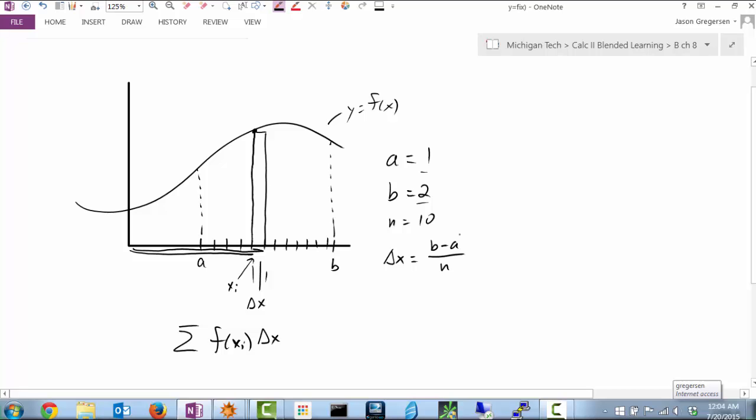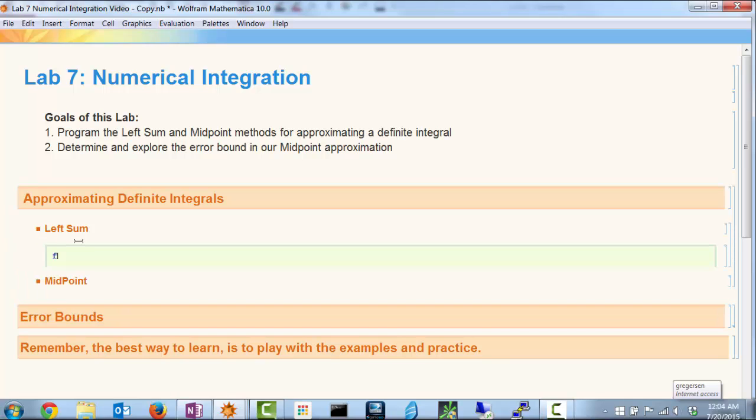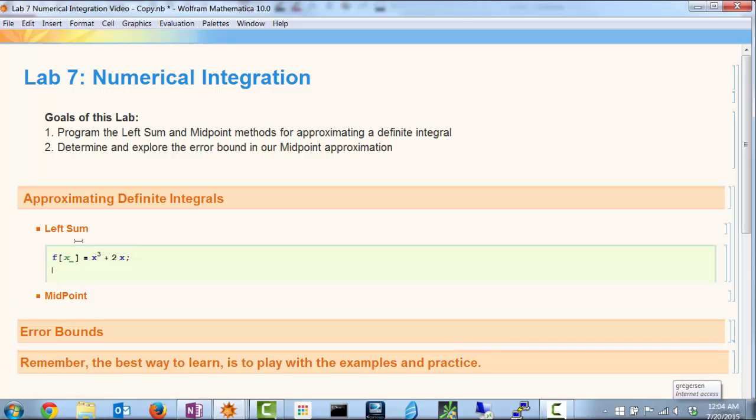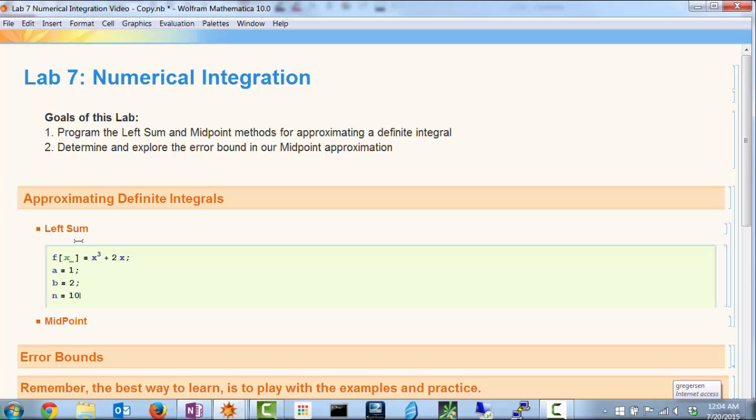Okay, let's start to do a little bit of programming now. So I'm going to go back into Mathematica, and I'm saying, okay, I am trying to find the area under some function from A to B using n intervals. So I'm going to know what my function is. We will use an example, the function x cubed plus 2x. So we have our function. I want to find the area under this curve from A equals 1 to B equals 2, and I'm going to use n equals 10 intervals.